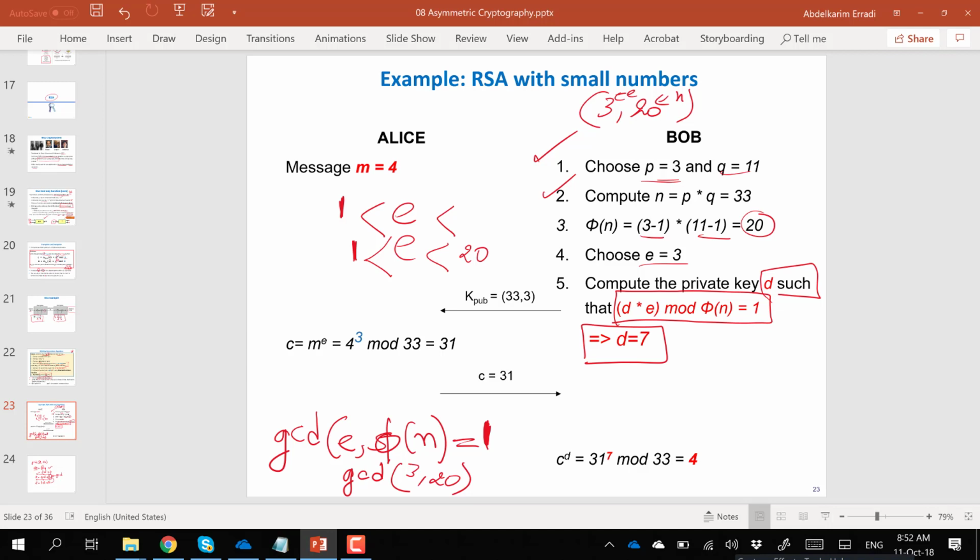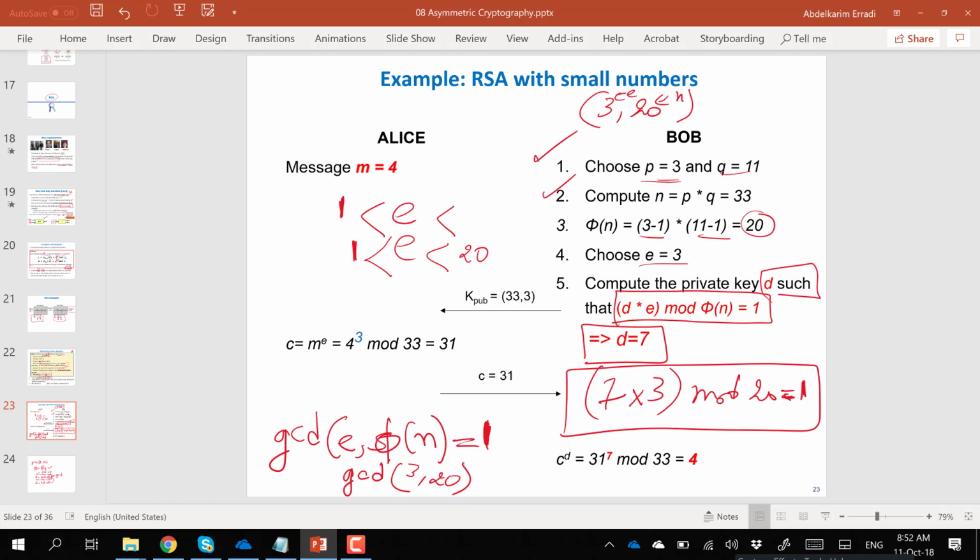So what is the value of D? 7. What is the value of E? 3. Yes? Mod what? What is the value of phi n? 20, equal 1. So this value satisfies this rule, so this is our private key.